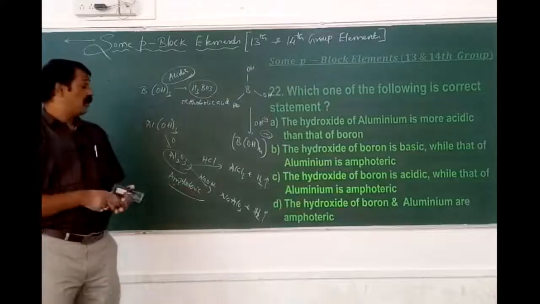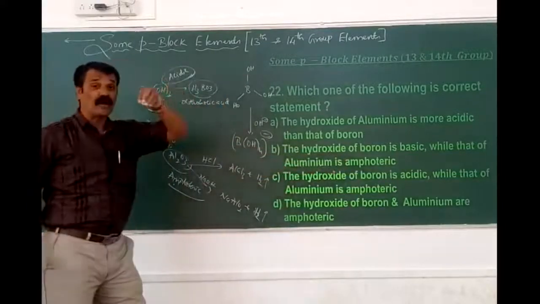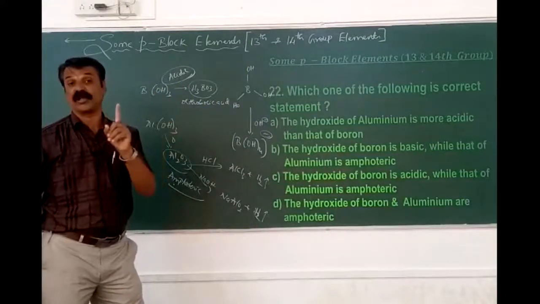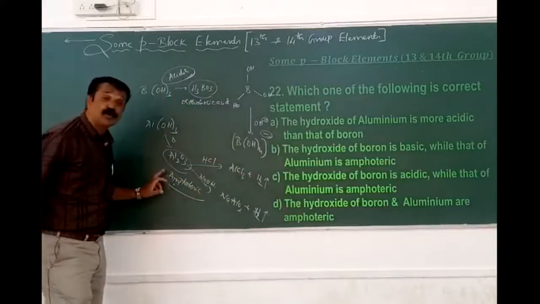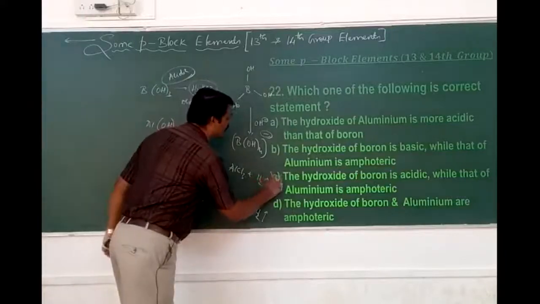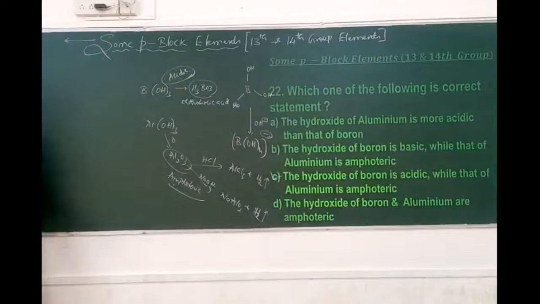Means the hydroxide of boron is what? Acidic. By looking at the formula, we can immediately say that it is basic. No, it is not like that. It is an exception for boron. It is found to be acidic in nature, while the aluminum hydroxide is found to be what in nature? Amphoteric. Therefore, the option with respect to the 22nd question is what? C. Okay. Next, we will have the 23rd.